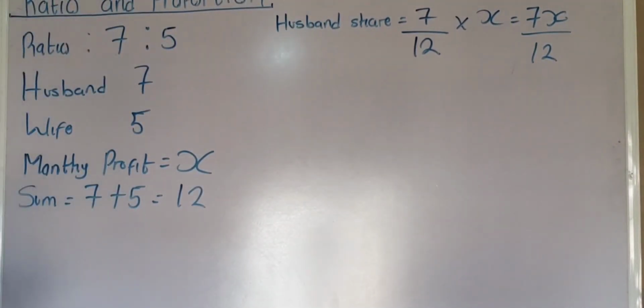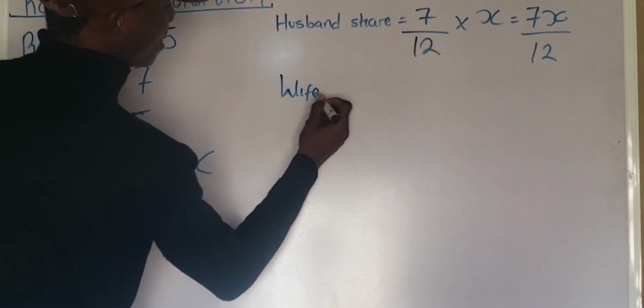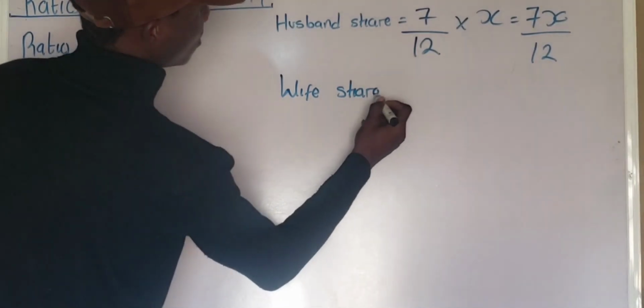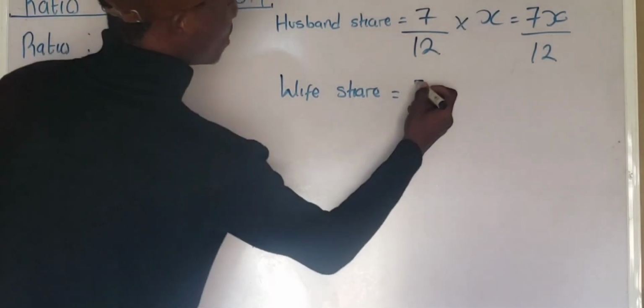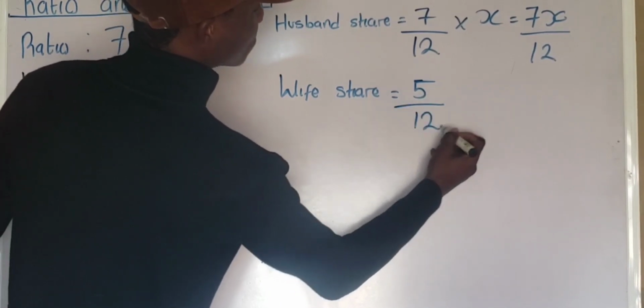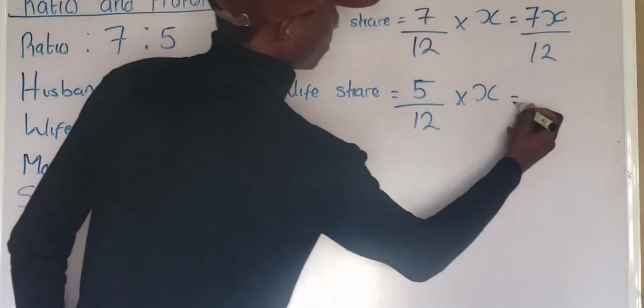If I know the value of X, I can easily determine the husband's share. Do you understand? Now I don't know the value of X, so I don't know the value of the monthly profit. So I represent it as X. Do you understand? Now the wife's share will be equal to the ratio of the wife, that is 5 all over the sum of the ratio, 5 over 12 multiplied by X. Now that will be 5X all over 12.